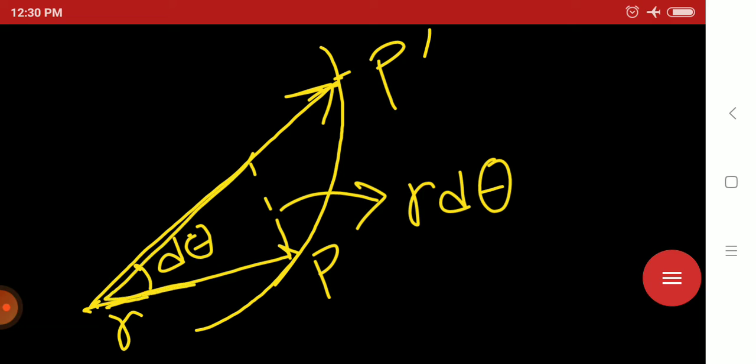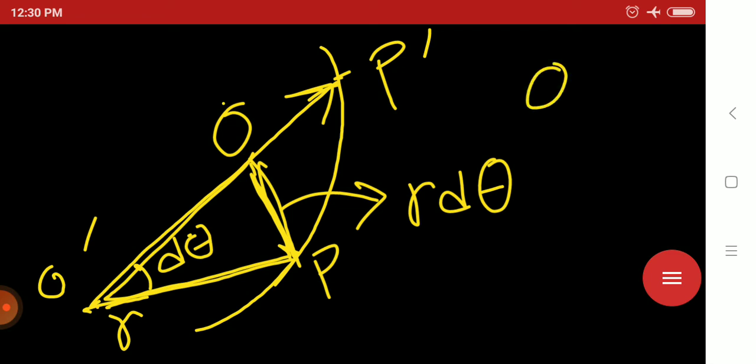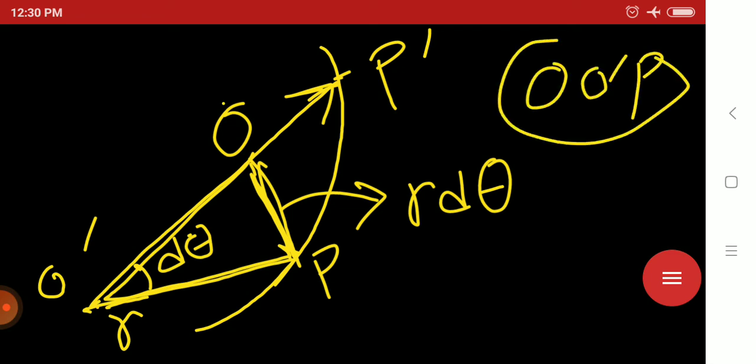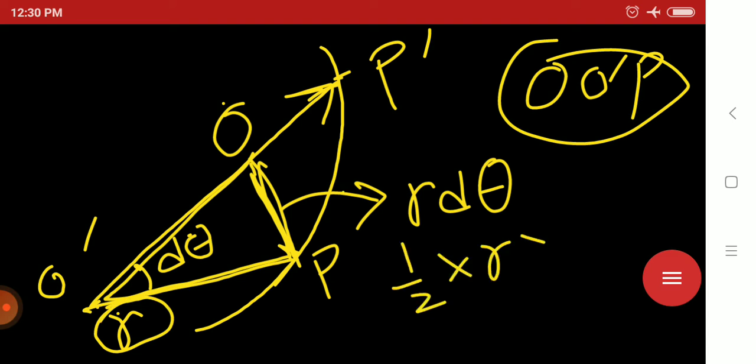This is a triangle, right? If I name this as O, and here O prime, and this P, this is a triangle, and this is what? This is r, and this is r d theta. So half into base into height, we can write here what? Half r square d theta.